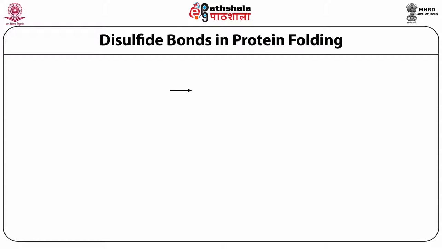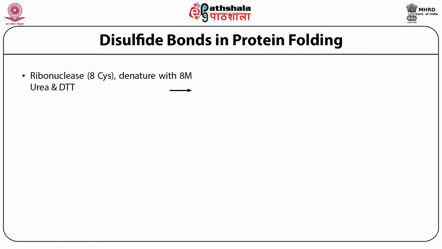Disulfide bonds in protein folding. So the question is, are the disulfide bridges very important for protein folding or protein stability? We can do a simple experiment and discuss this. For example, ribonuclease. It has 8 cysteines. So you can denature the ribonuclease with 8 molar urea and DTT. 8 molar urea will denature all the secondary structures, all the molecular interactions, and DTT will reduce the disulfide bridges.